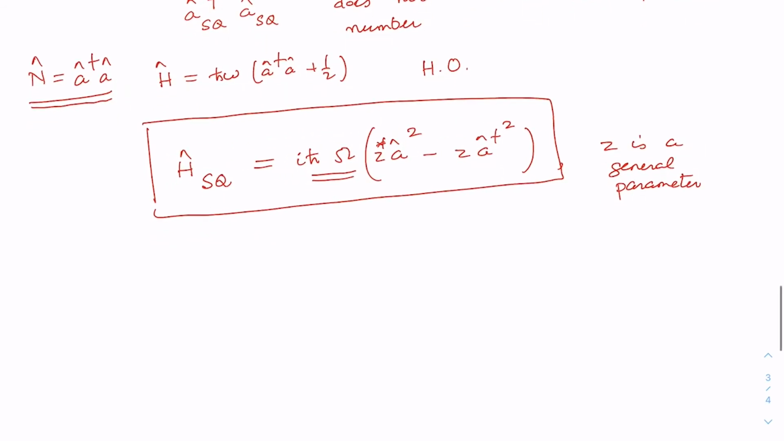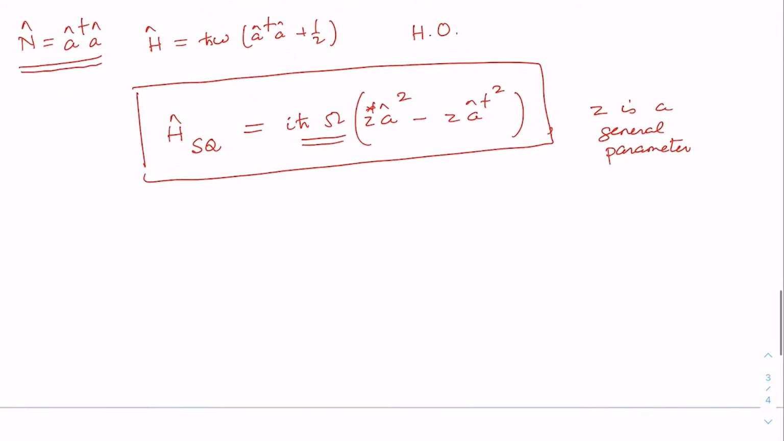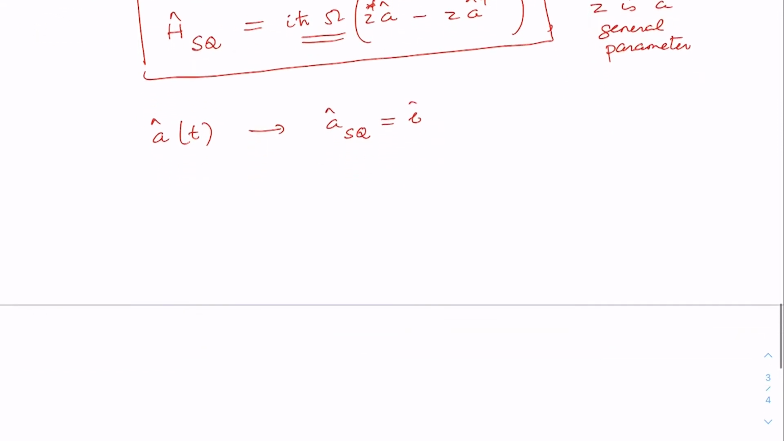Whether it is correct or wrong, we will get to know if we look at the time evolution of the annihilation operator. If it coincides with what we have got as the annihilation operator for the squeezed state, then we will know that our Hamiltonian is correct, because you remember that we worked this out as an annihilation operator and denoted it by b earlier.